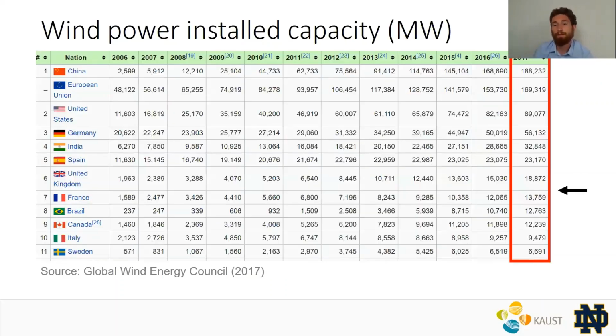Just to give you an idea on how big this 16 gigawatts is, if you look at the ranking of wind power installed capacity in 2017, for example, well, 16 gigawatts would be the 7th largest country in the world by wind power installed capacity. So that says something about the commitment, right, that the Saudi Arabia's government basically is willing to take.